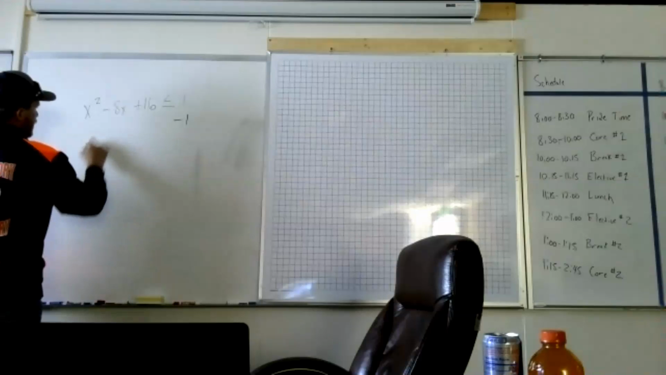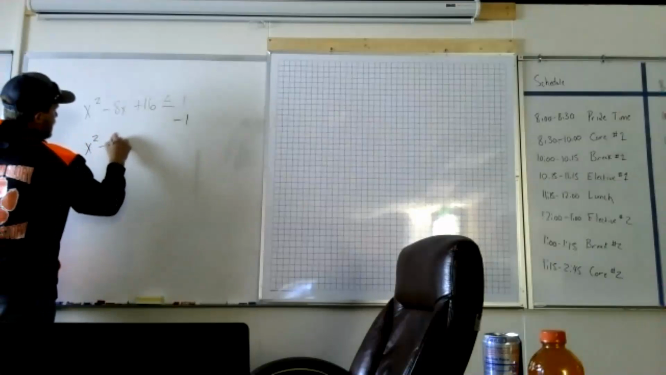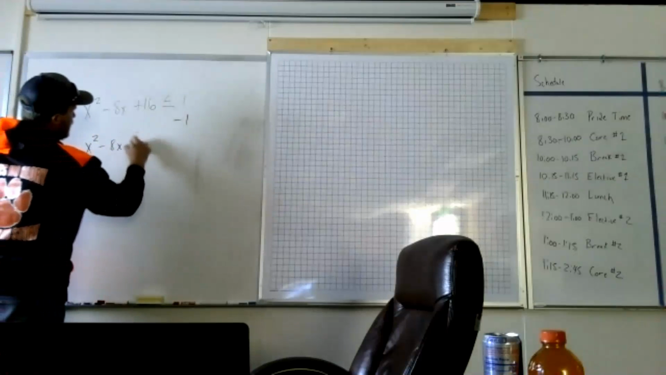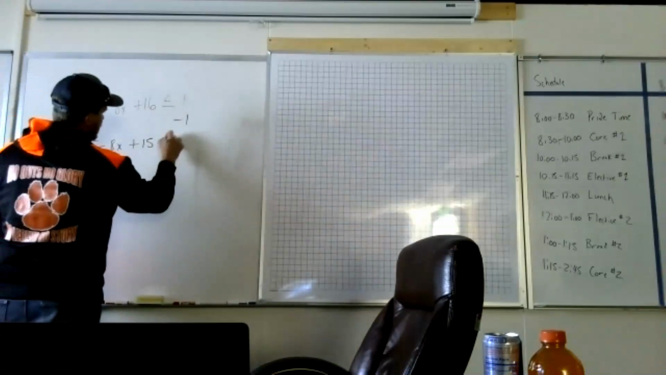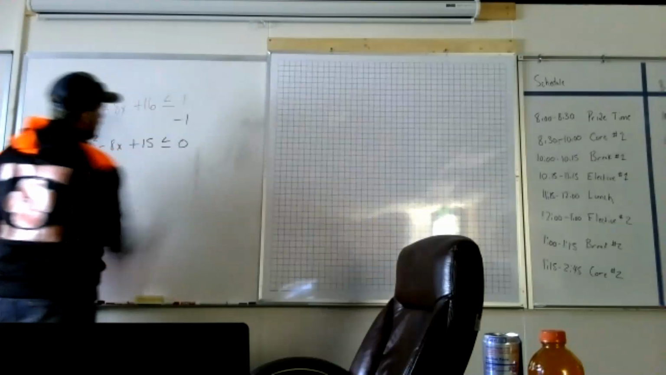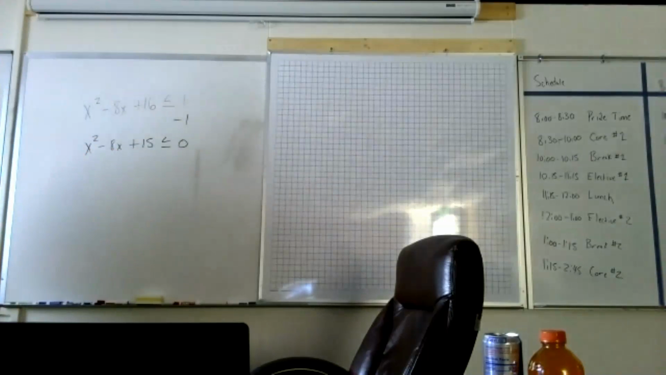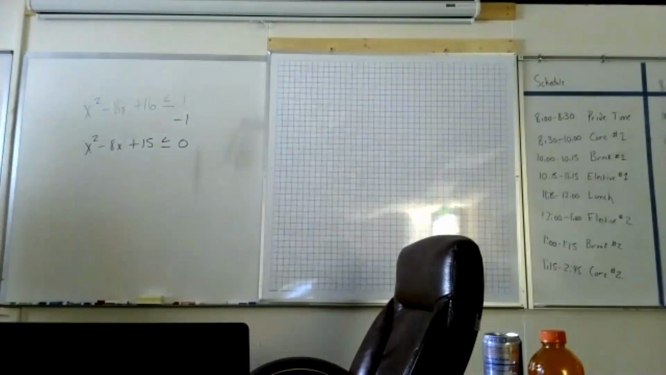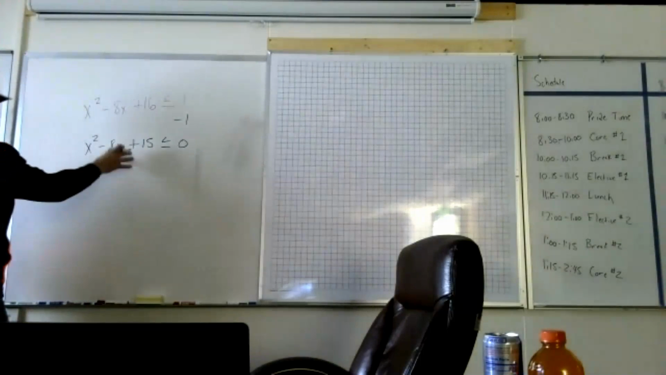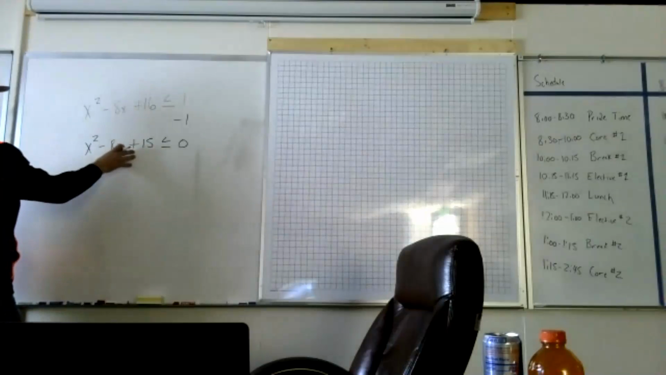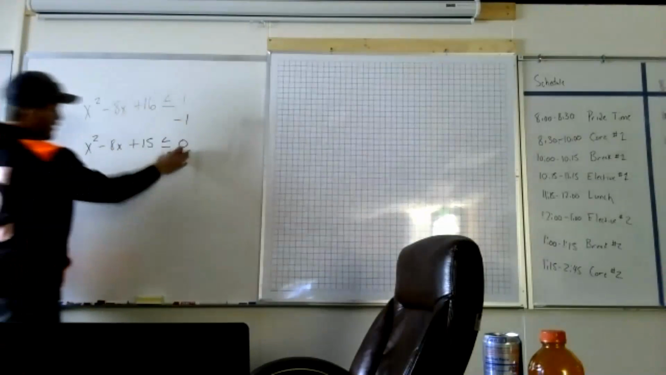So like I said, we're going to isolate and bring this 1 over. After we do that, we're left with x squared minus 8x plus 15, and now that is less than or equal to 0. So now here's where your factoring comes in. Factoring is going to reveal the real zeros. The real zeros are where we're equal to 0.